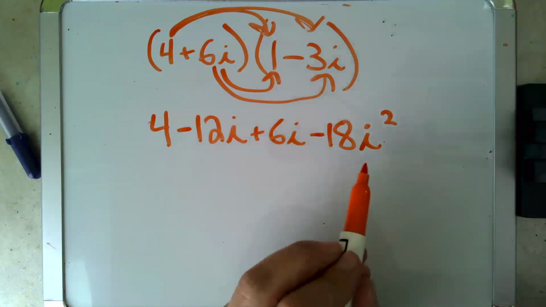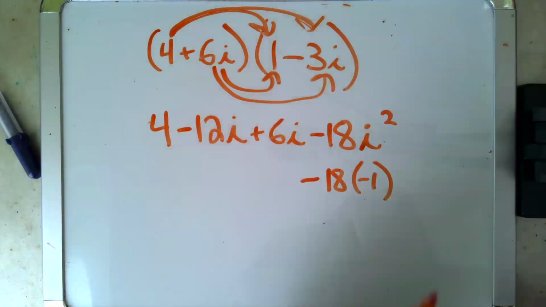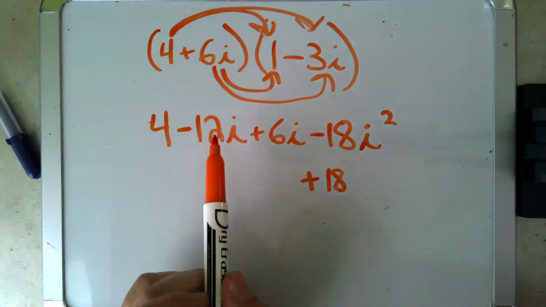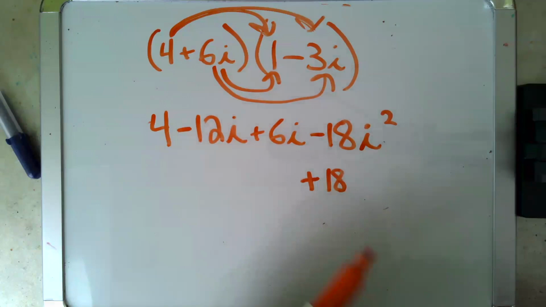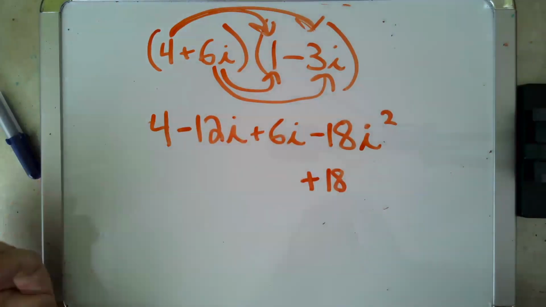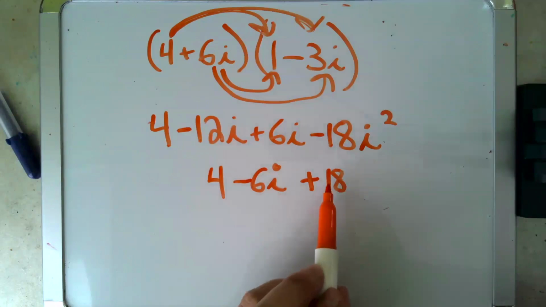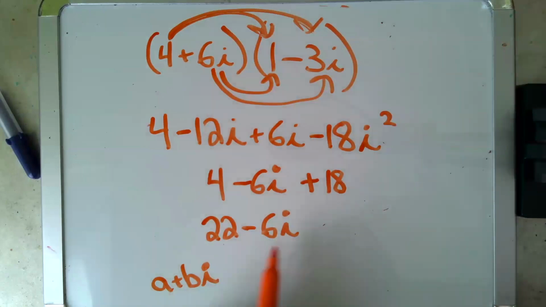Now on the next step, I'm going to substitute because what does i squared equal? That's right, -1. -18 times -1 or plus 18. Okay, I can combine my middle terms. -12i plus 6i. Use cow math. If you have -12 cows and you add 6 cows, you have -6 cows. Same thing with i's. And then finally, we've got our 4 on the outside, and I can combine 4 and 18 to get 22 minus 6i, and that's in my a plus bi form.